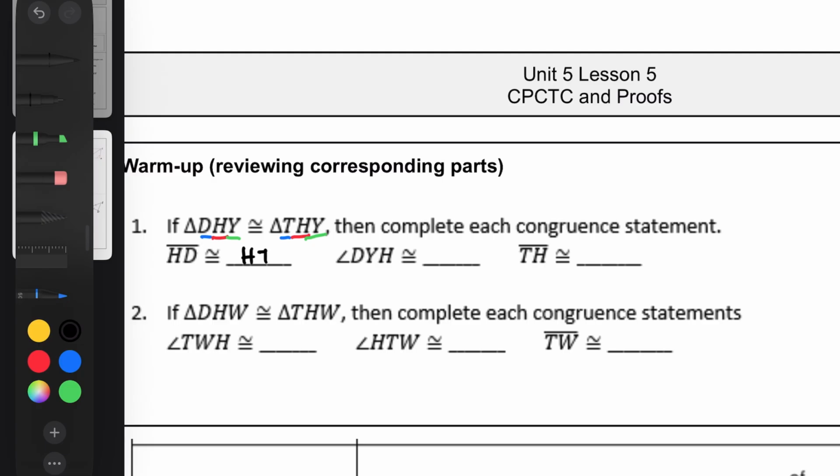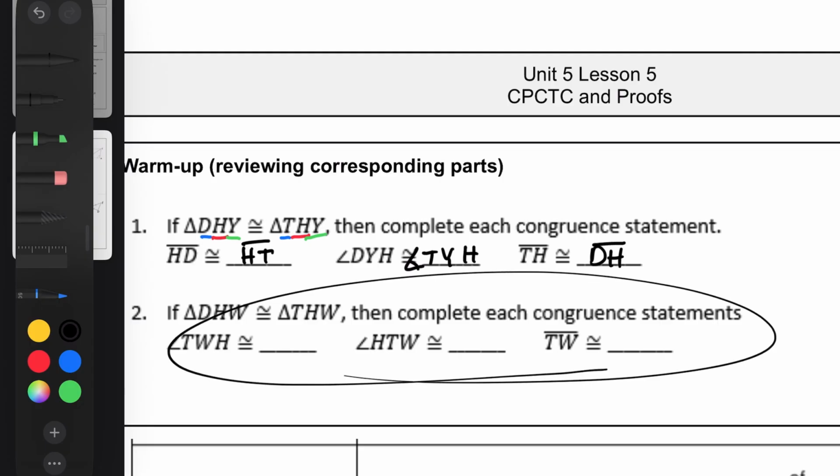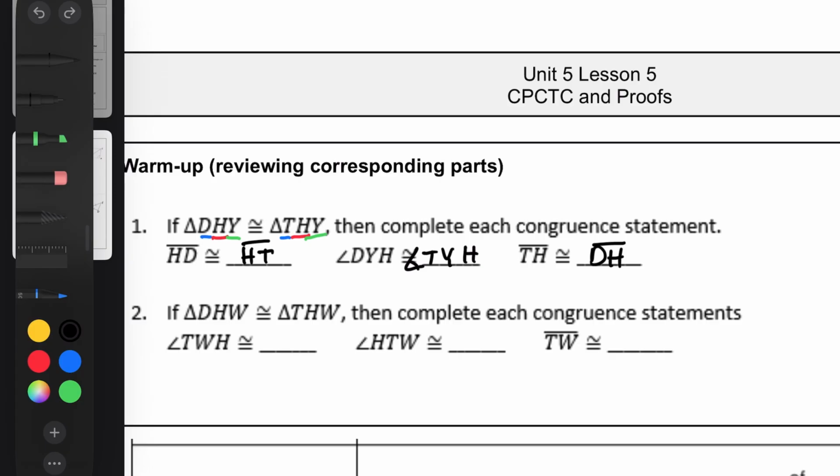HD would be congruent to segment HT. Angle DYH is going to be congruent to angle TYH. Segment TH is going to be congruent to segment DH. All right, and we have the same method for number 2.